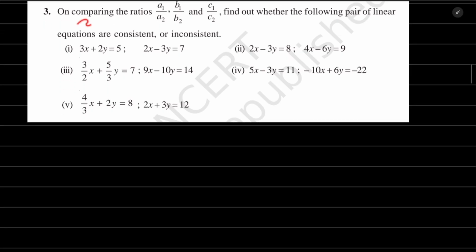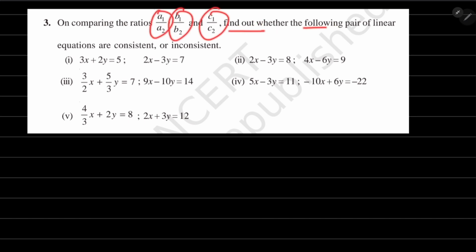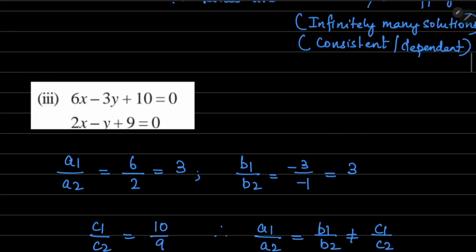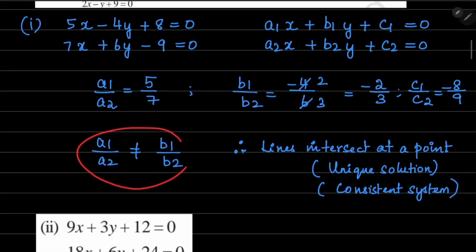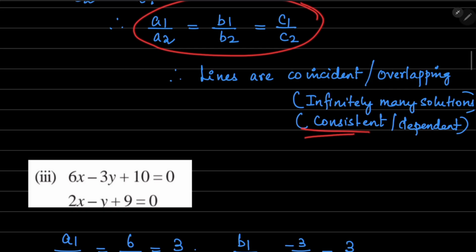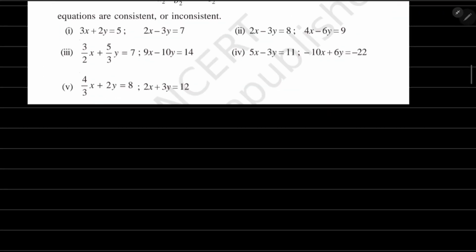on comparing the ratios, the same way we'll have to do A1 by A2, B1 by B2, and C1 by C2. Find out whether the following pair of equations are consistent or inconsistent. As I discussed in the previous one, whenever you have the first two ratios not equal, then the system is consistent. If all the three ratios are equal, again it's consistent. But if the first two ratios are equal and that's not equal to C1 by C2, then it's inconsistent. So let's find out. For the first equation, let's do it.